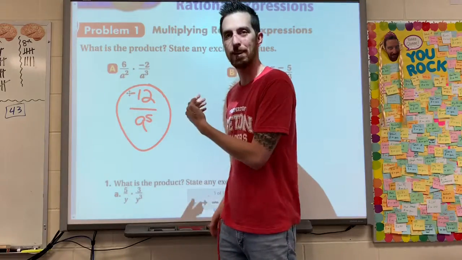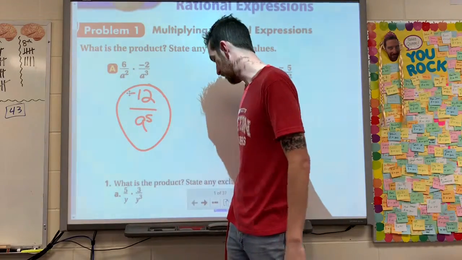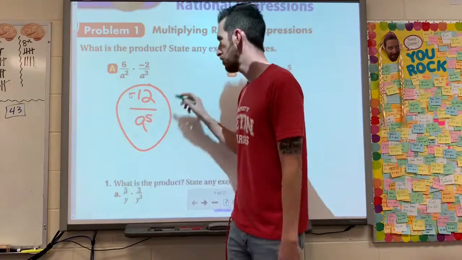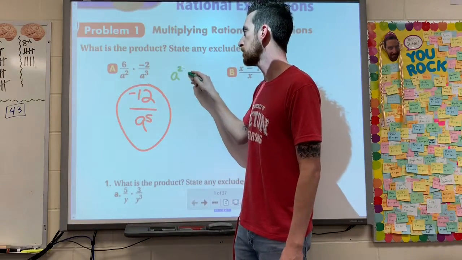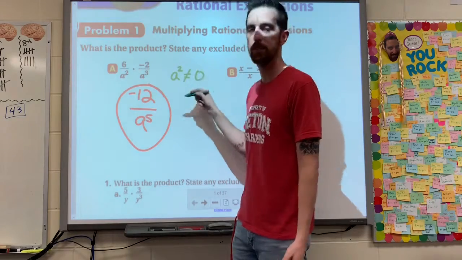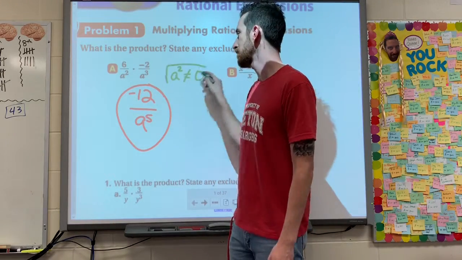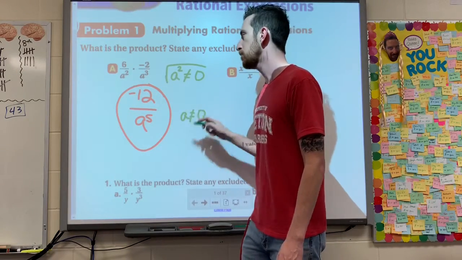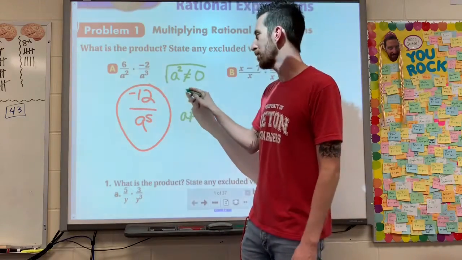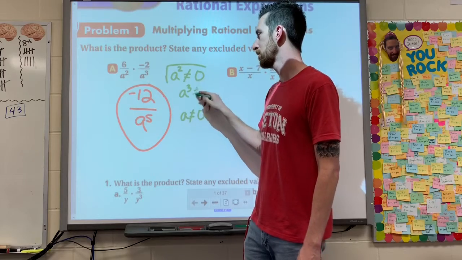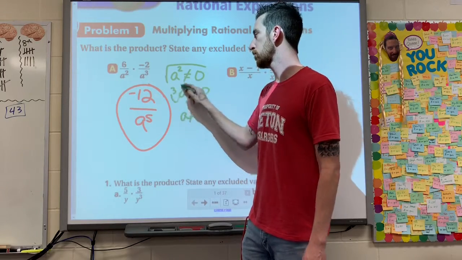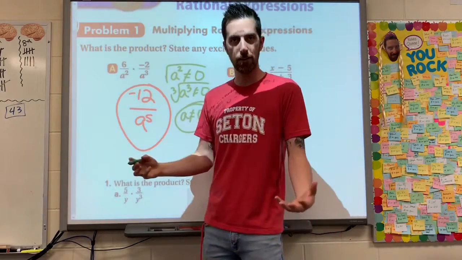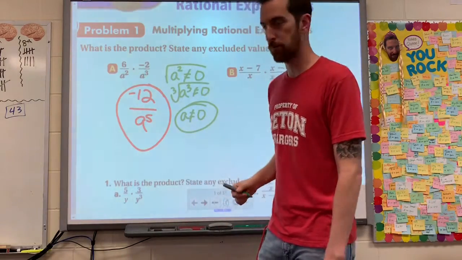We have to worry anytime there's a variable in the denominator. So, a squared and a to the third. You can set up an equation. A squared cannot equal 0. The square root of 0 is 0. So a cannot equal 0. That would be the same thing if you set up a to the third cannot equal 0. And you cube root both sides, it still comes out to 0. So 0 is the only thing that a could not equal in the original problem.